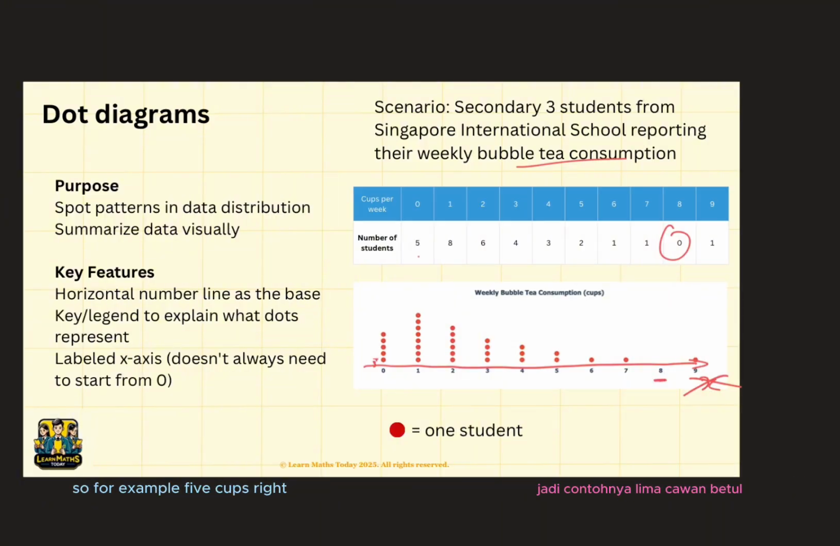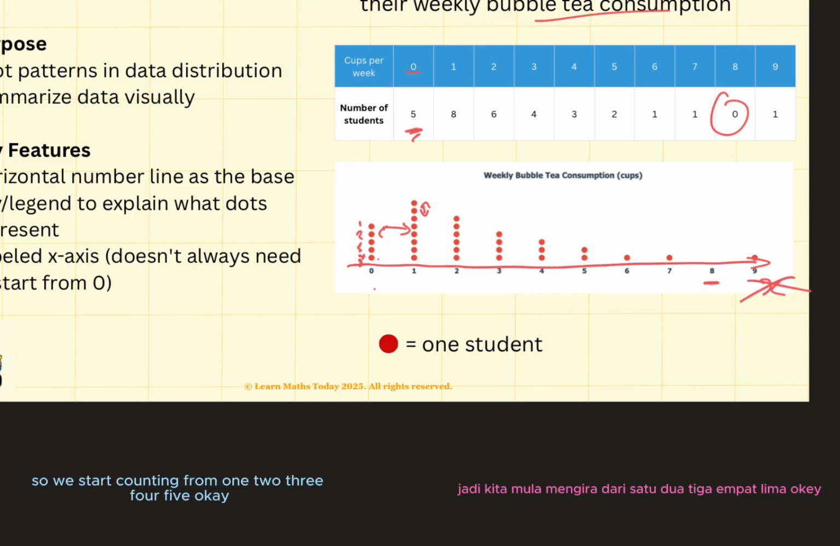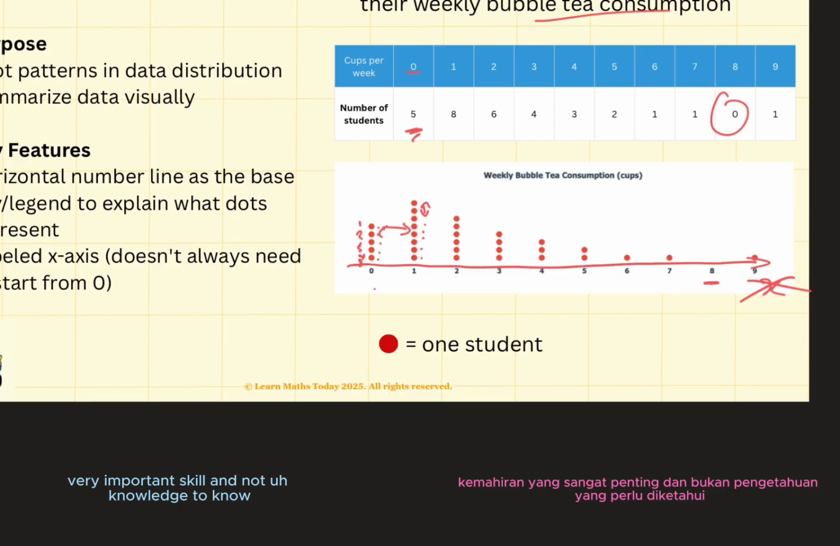So for example, for 0 cups there are 5 students, so we have 1, 2, 3, 4, 5 dots. Remember that when you're drawing a dot diagram, you must always make sure that the distance between 0 and 1, or any numbers, must be the same, and the vertical distance between each dot must be the same. Also, we start counting the dots from the bottom: 1, 2, 3, 4, 5, and so on. We don't start counting from the top. This is very important when you're counting for mean, median, and mode. This is a very important skill, not just knowledge, to know.